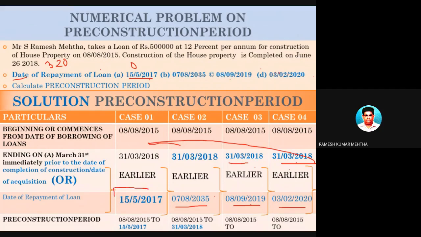This is coming earlier. In the first case, 15th May 2017 is coming earlier. In the second case, it's 7th August 2035 compared with 31st March 2018, this is coming earlier. In the third case, because this is 2019, and in the fourth case also, 31st March 2018 is coming earlier, as this is 2020. So this is what you got in the first case, this is the second case, this is the third case, and this is the fourth case.